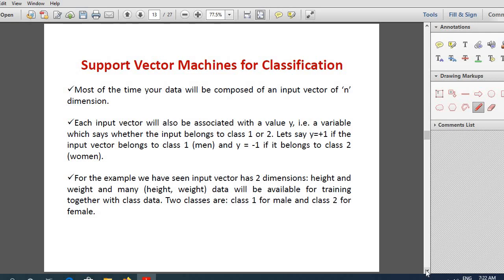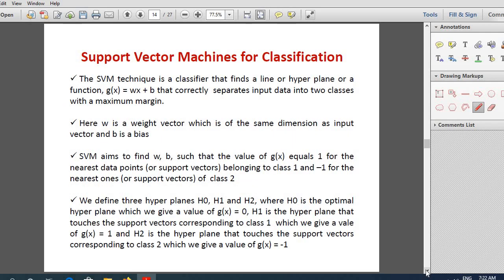So you know that for classification you are always given input-output data. You plot that input vector. Input data, height and weight, is plotted on the two-dimensional graph. But you should also know which data point corresponds to male and which corresponds to female, because only then can we find the support vectors corresponding to each class. When we are finding the support vectors, we need to know which class each point belongs to for training purposes.